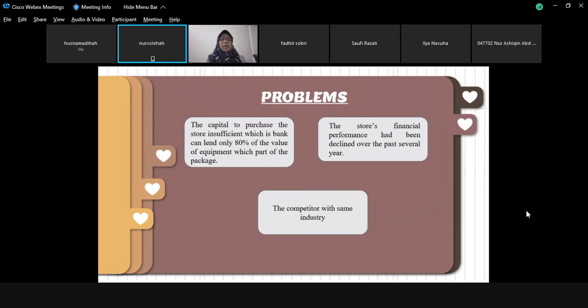Okay. The problem is the capital to purchase the stock is insufficient, because the bank can lend only 80% of the value of the equipment which is part of the package. They don't have enough funds. The store's financial performance had declined over the past several years. This financial performance was before he purchased it. The competitors are in the same industry. There are a lot of competitors in the same industry, which is photography.